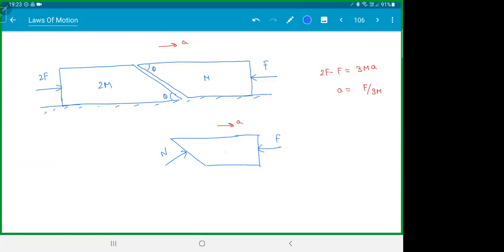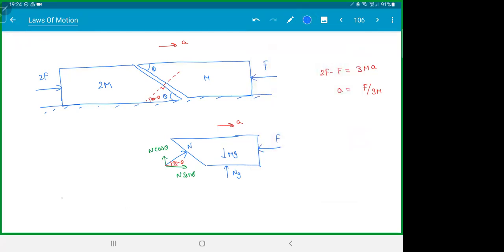What other forces are there? mg. A normal reaction on the ground. So we are talking about this N. So this is 90, so this angle was 90 minus theta. So these components will be N cos(90 minus theta), that is N sin theta, and this one would be N cos theta, and this was N. Check your FBD.